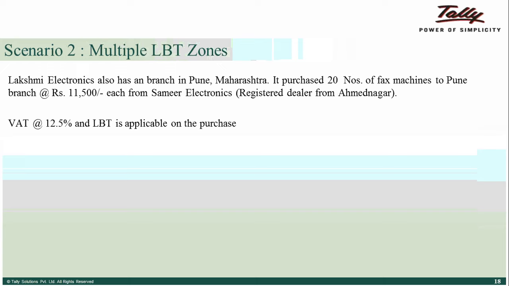So here they are purchasing 20 numbers of fax machines to the Pune branch at the rate of 11,500. And again, it's from the same dealer. How to record the transaction? So if your company is dealing with multiple LBT zones, you need to create different companies in Tally.ERP data. Under one particular company itself, you can configure the registration details of multiple LBT zones.